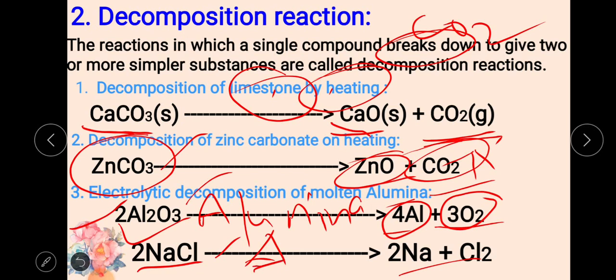When you keep it in a container with electrodes, it also decomposes into sodium and chlorine, Na+ and Cl-, like H2 plus O2. So it is also the decomposition of molten alumina and sodium chloride into sodium and chlorine gases. Chlorine is a gas again here. Okay, this is about decomposition reactions. Some more reactions which we learnt here.